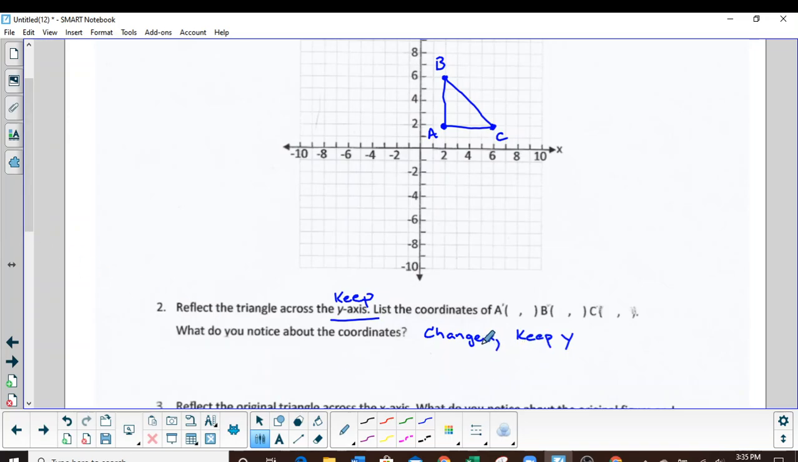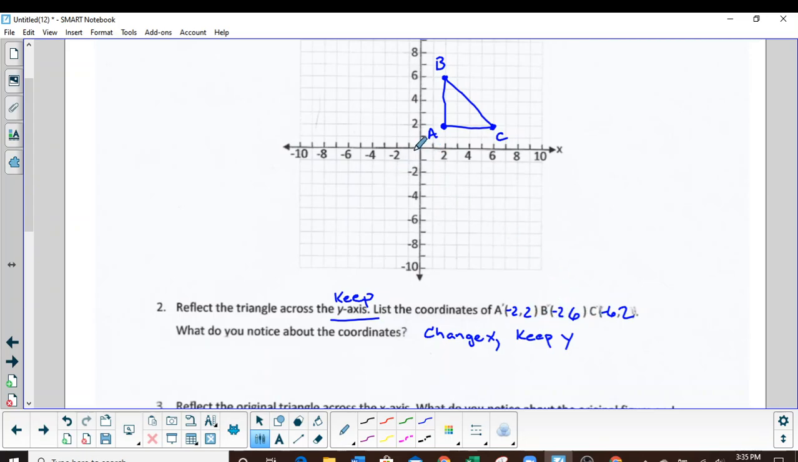So the first one's 2, 2. Let's change it to negative 2, 2. And B is 2, 6, so let's change it to negative 2, 6. And C is 6, 2, so let's change it to negative 6, 2. And now all we got to do is plot these points, and we got a reflection over the y-axis.